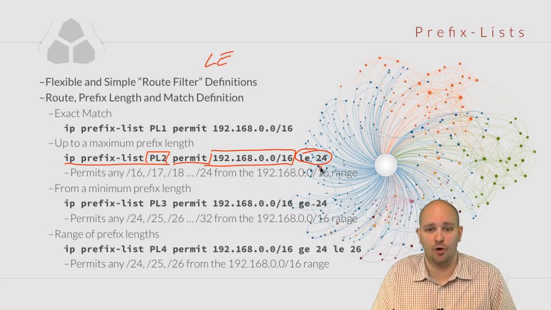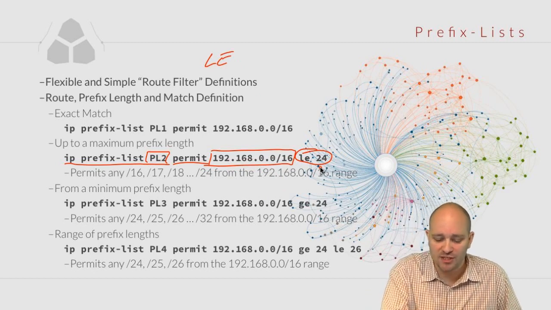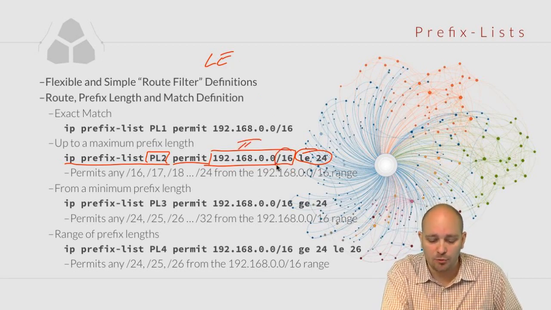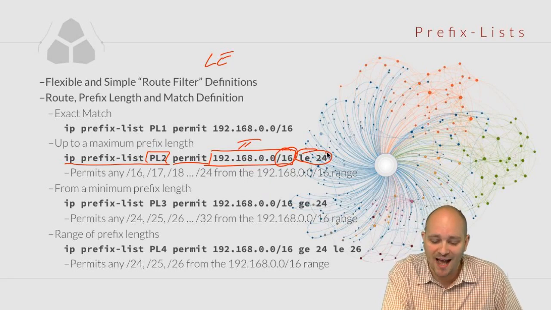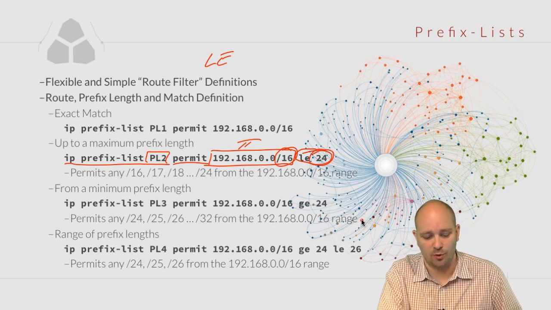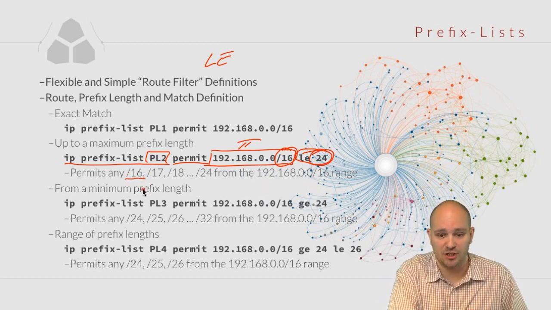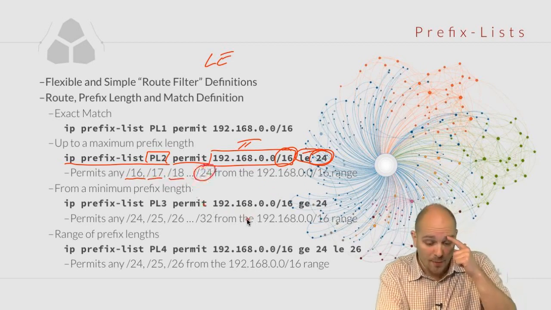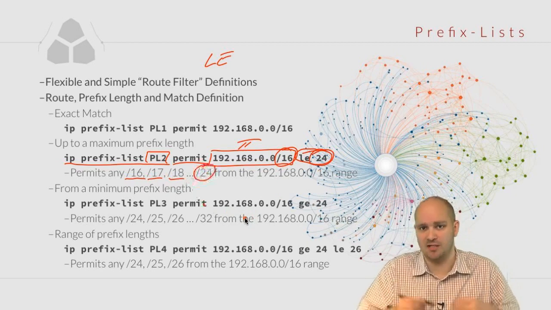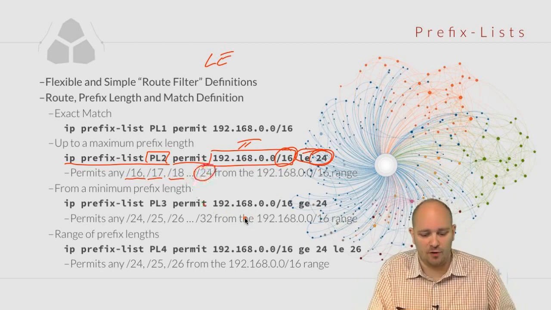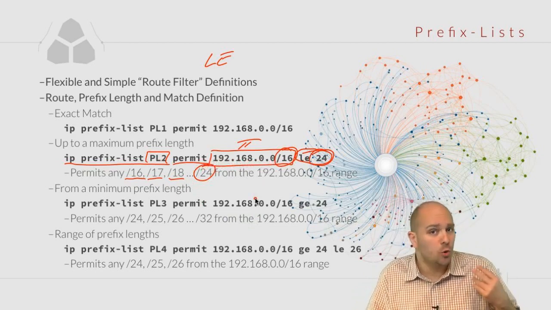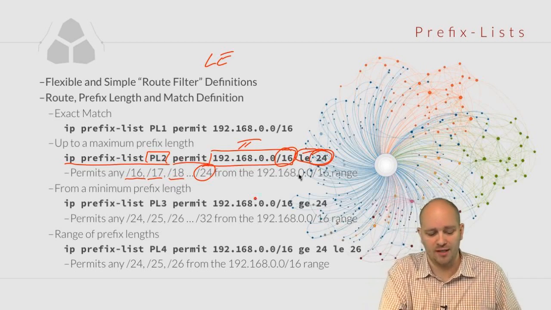LE simply stands for less than or equal. What we are saying here is that we are going to allow prefixes from this range as long as they are between the prefix length of /16 and up to a maximum length of /24, which means that we are going to allow /16, /17, /18, and all the way to /24. But if we had, say, /25 prefixes or /30s or /15, for example, that began with 192.168.0.0, those prefixes would not be allowed by this rule.